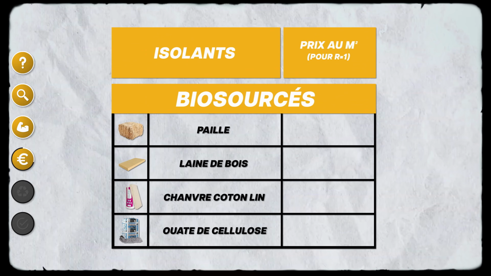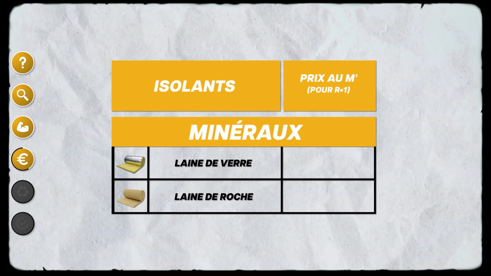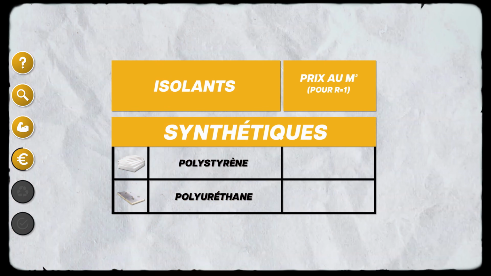To get 1 square meter of straw with an R value of 1, it will cost you about €1. For 1 square meter of wood fiber insulation with an R value of 1, the price goes up to €6. For hemp cotton linen insulation, it's €7 per square meter. For cellulose wadding or loose cellulose, the cost drops to €1.5 per square meter. On the mineral insulation side, it's €3 per square meter for glass wool and €4 for rock wool. And for synthetic insulation materials, expect about €6 per square meter for polystyrene and €8 for polyurethane.